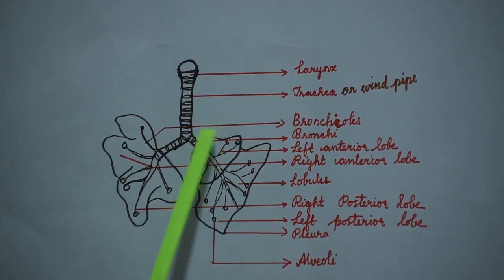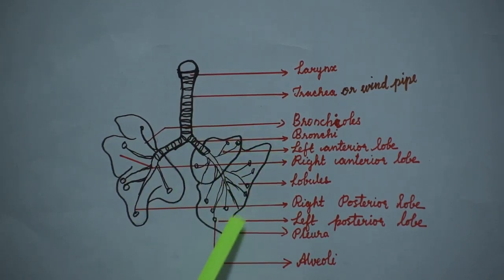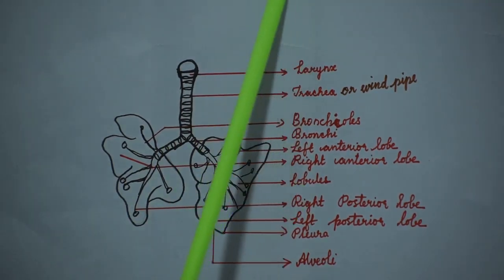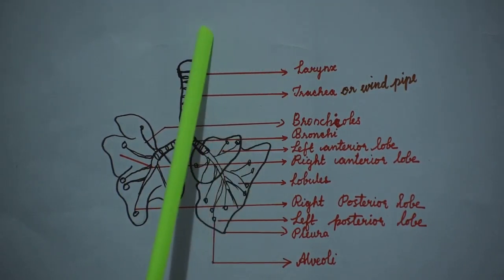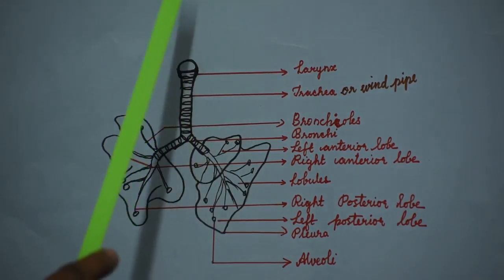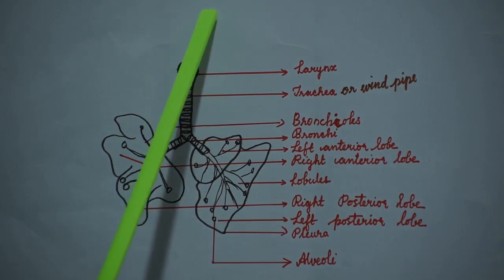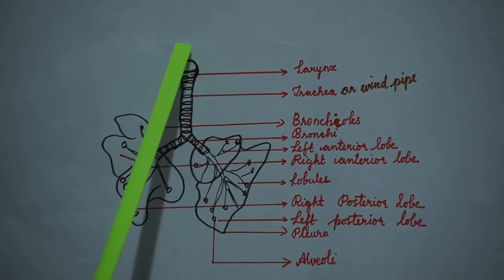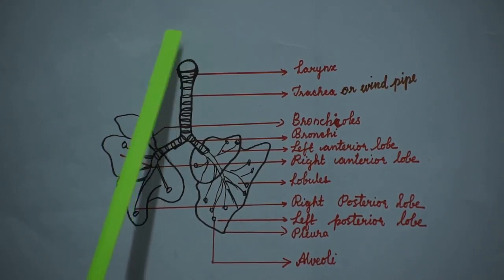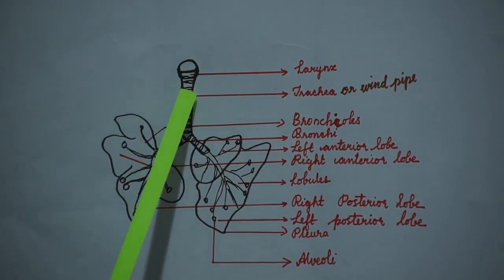Each lung is covered by a double membrane called pleura. The atmospheric air enters into the external nostrils and nasal passage. The nasal passage opens into the pharynx. Pharynx opens into the windpipe or trachea.